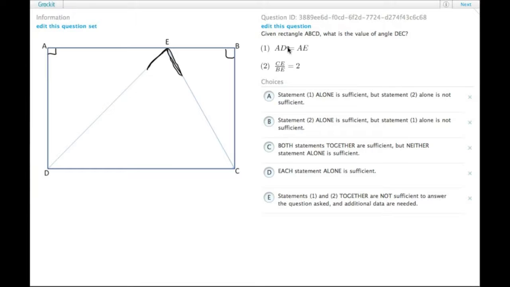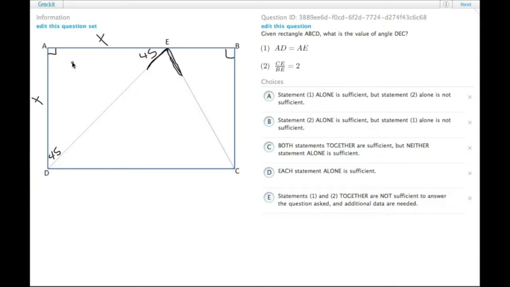Statement 1 tells us that AD equals AE. So if AD equals AE, then what we have is an isosceles triangle. So we'll call this X, and we'll call this X. One of the angles is already accounted for, the 90-degree corner angle, which means that this is a 45-degree angle, and this is a 45-degree angle.